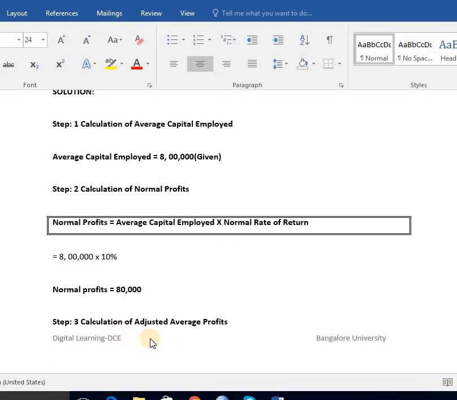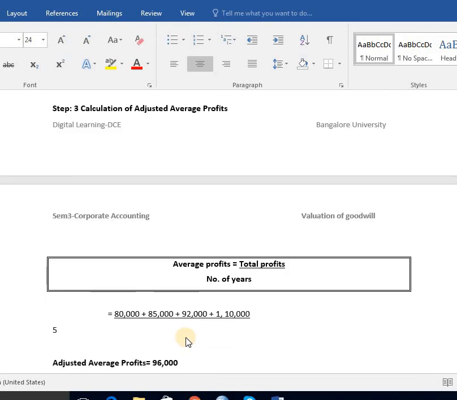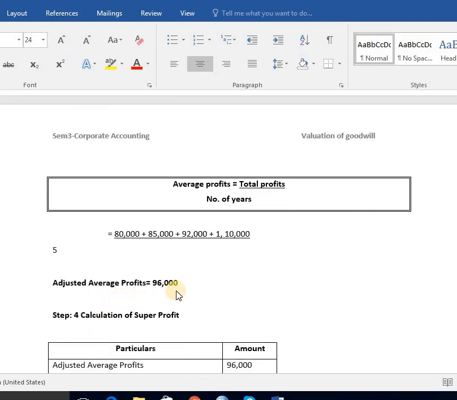Next, step number 3, calculation of adjusted average profit. Average profit is equal to total profit divided by number of years. See, we are using adjusted average profit. Why? In case we come across any non-recurring income in a particular year, in such a case, we must deduct it. In this case, there is no non-recurring income. The question of deducting any non-recurring income will not arise in this problem. Therefore, we sum up all the years' profit, 80,000 plus 85,000 plus 92,000 plus 1,13,000 plus 1,10,000, divided by 5. So, adjusted average profit is equal to 96,000.